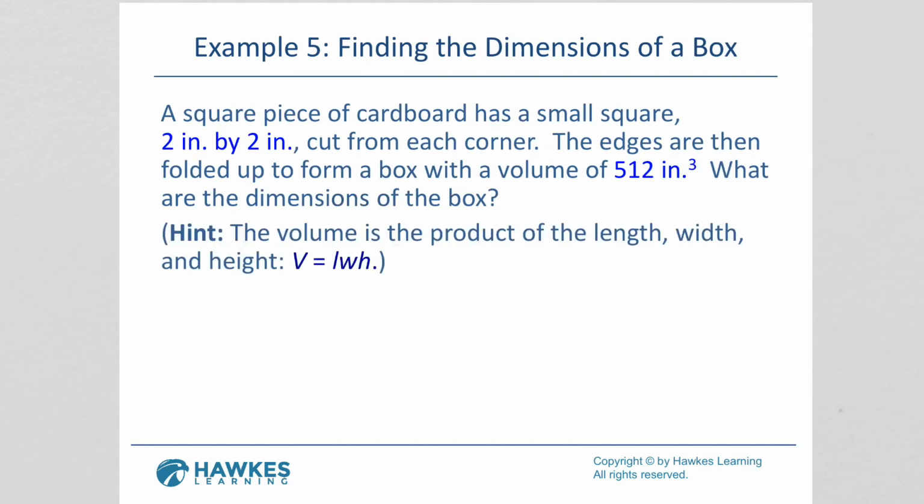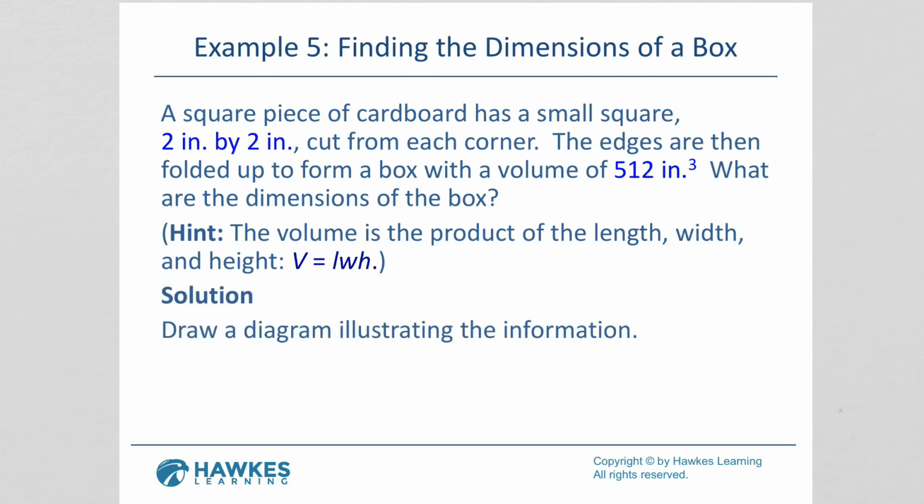Example 5. A square piece of cardboard has a small square, 2 inches by 2 inches, cut from each corner. The edges are then folded up to form a box with a volume of 512 inches cubed. What are the dimensions of the box? Your hint is the volume is the product of the length, width, and height. V equals LWH.